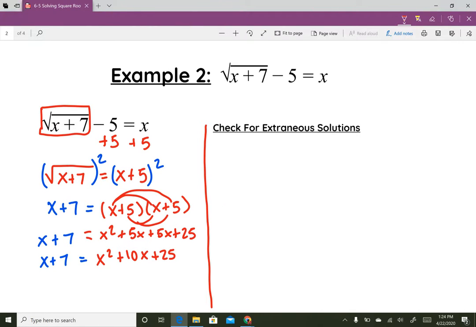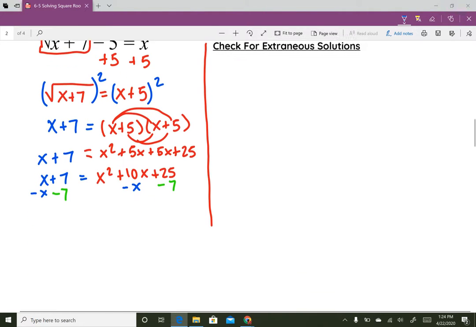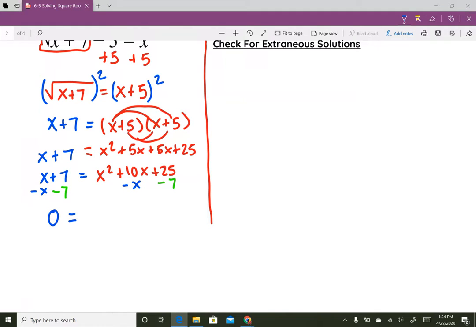So I've got to get x plus 7 over to the other side. To do that, I'm just going to combine like terms. I'm going to put this x there, and I'll put the 7 with the 25. Now on the left side, I'll be left with 0, and it's equal to x squared plus 9x plus 18, because 25 minus 7 is just 18.